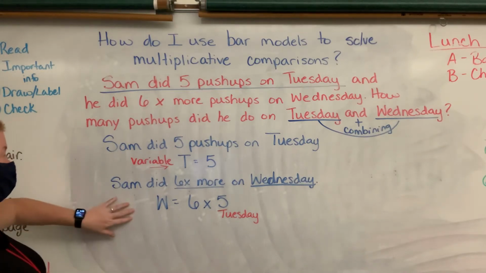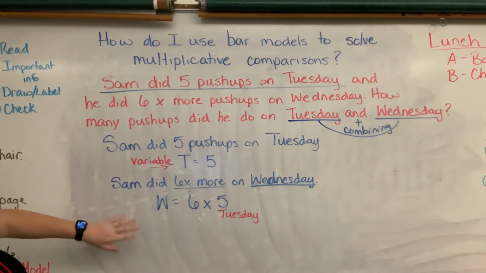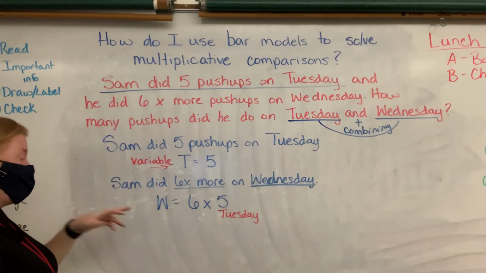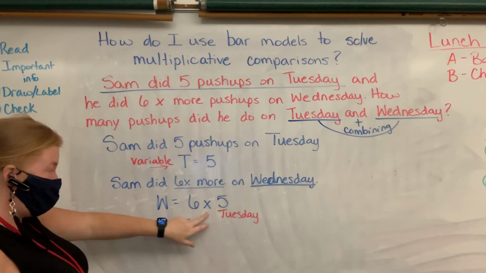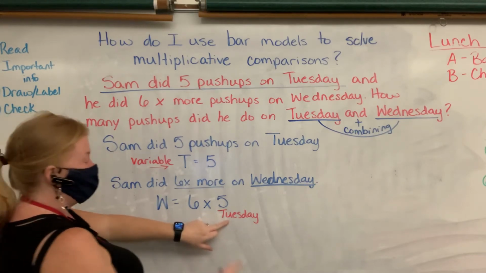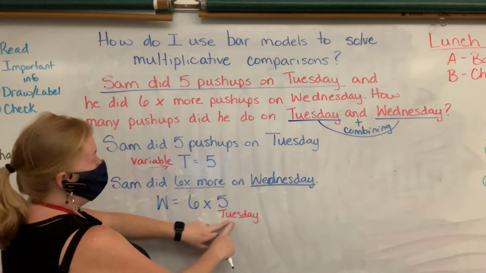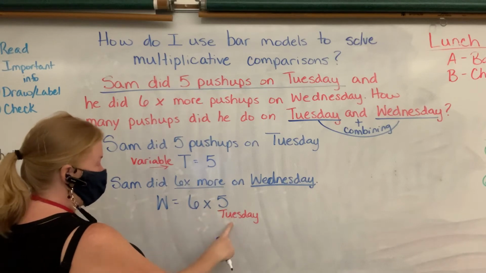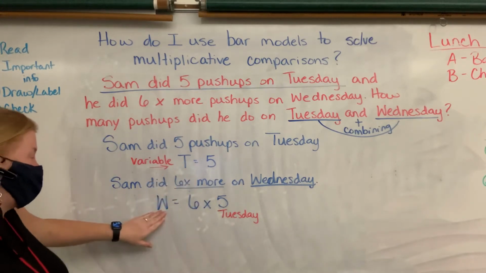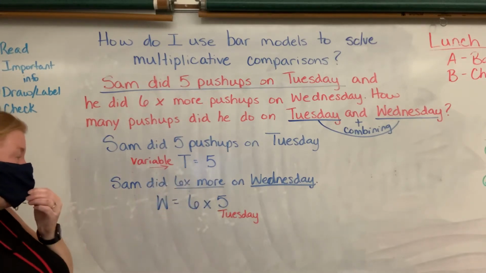Thank you. So Sam did 6 times more on Wednesday. Wednesday equals 6 times whatever Tuesday was because he did 6 times more on Wednesday than he did on Tuesday, and Tuesday equaled 5. So here we are at Wednesday equals 6 times 5.